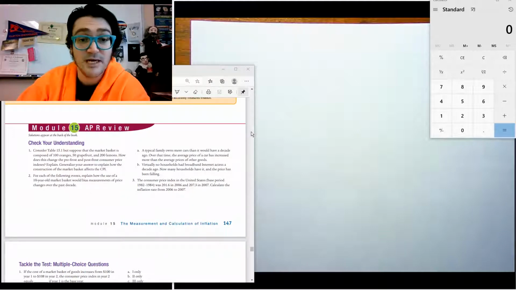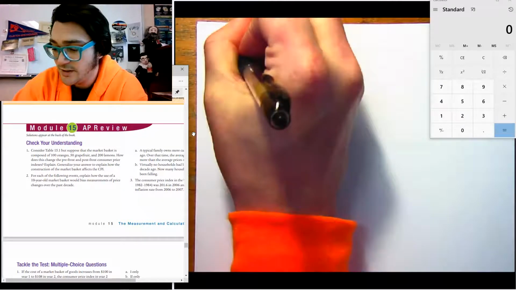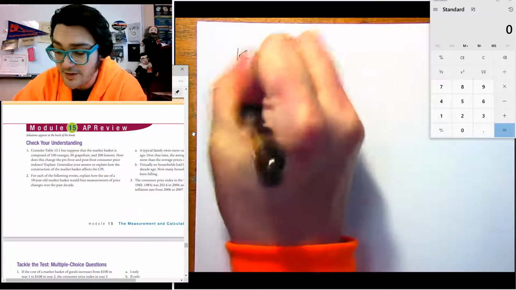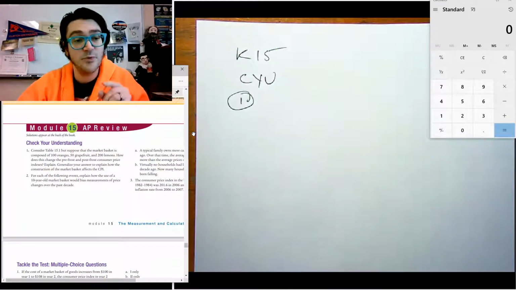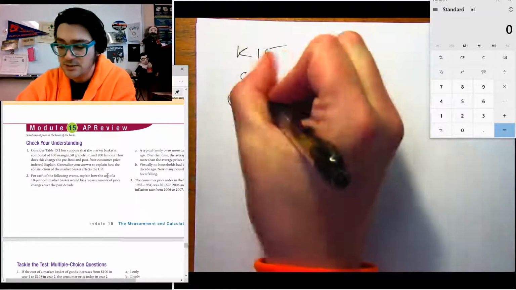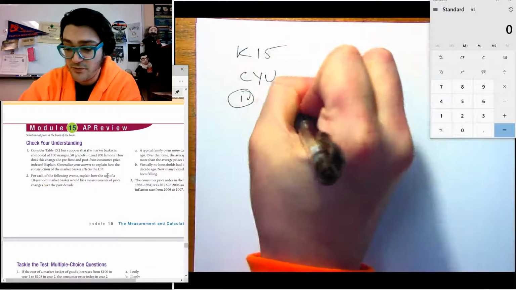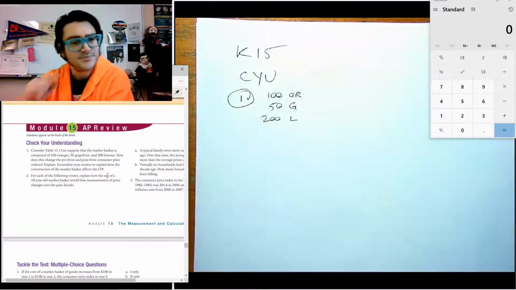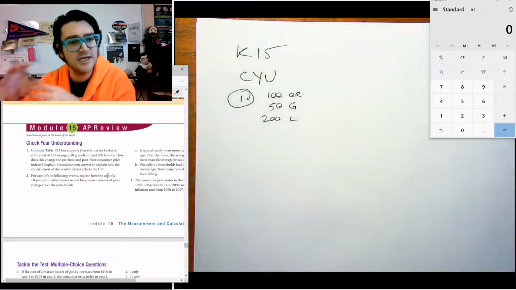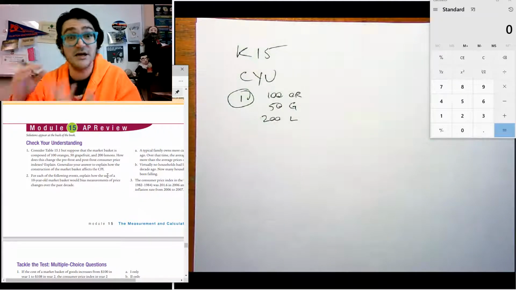So let's start with Module 15 and check your understanding number 1. Now that I've told you this is a cool module, check it out. Number 1 says, consider table 15.1, but suppose the market basket is 100 oranges, 50 grapefruit, 200 lemons. So I'm going to write that here: 100 oranges, 50 grapefruit, 200 lemons. How does that change the pre-frost, post-frost consumer price index? Explain, and then generalize to say, how does the construction of the basket affect the CPI?